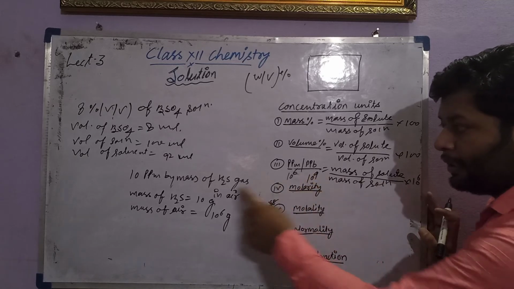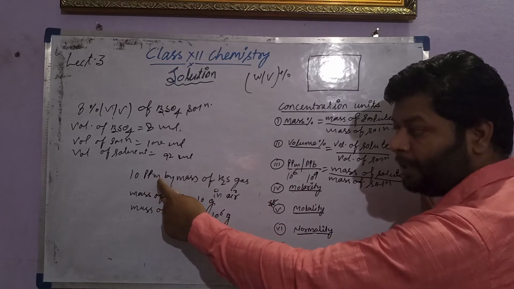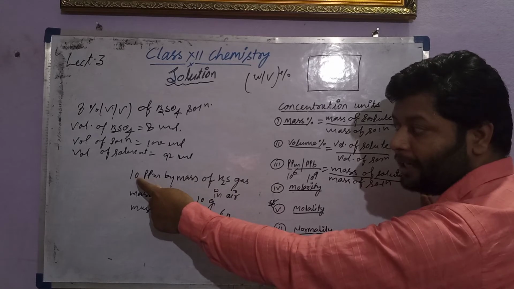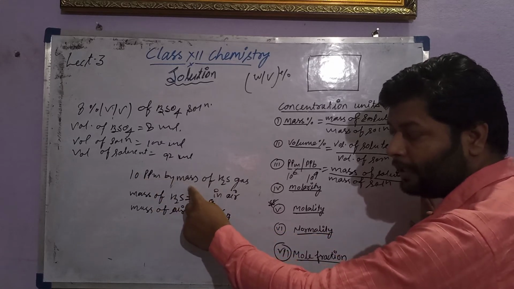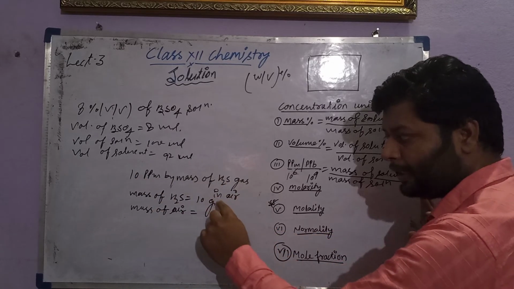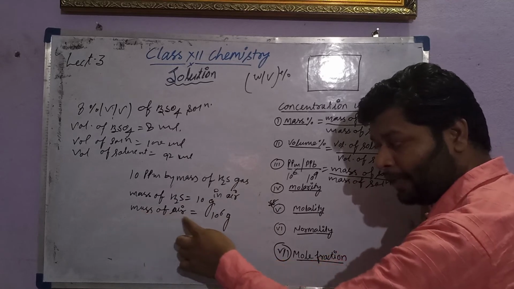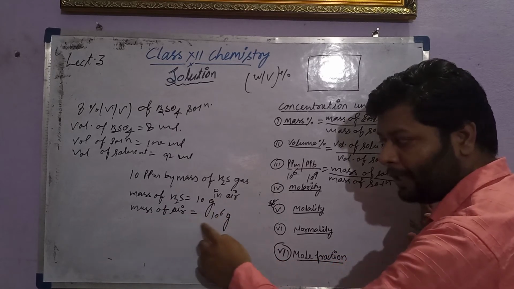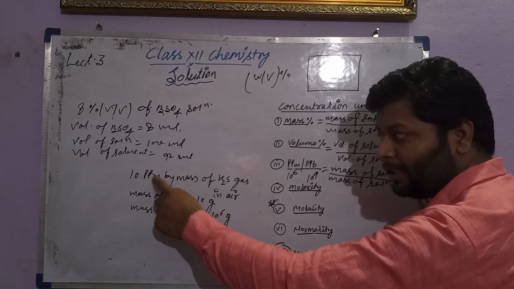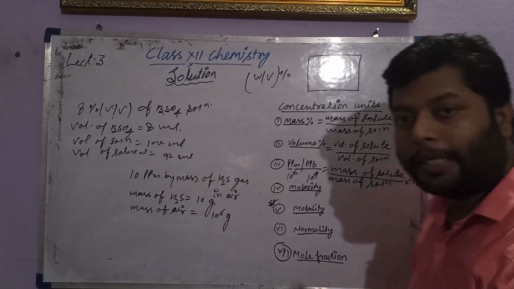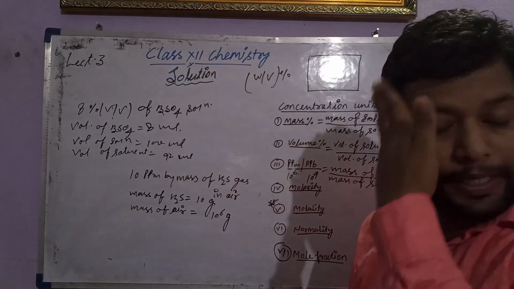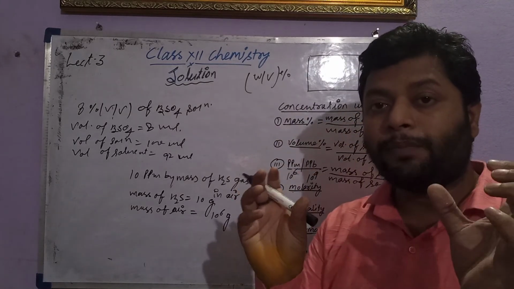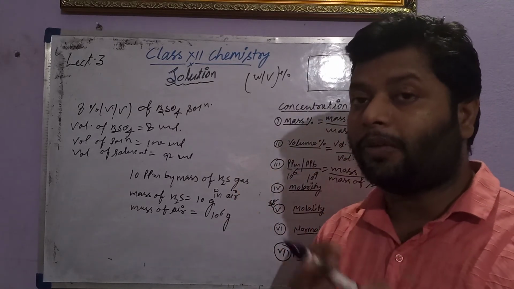Suppose there is 10 ppb by mass, so it means the H2S must be in a 10 gram, but now the mass of air will be 10 to the power 9 gram, because there is written ppb. That is the explanation of a different phrase or sentence given in the numerical.